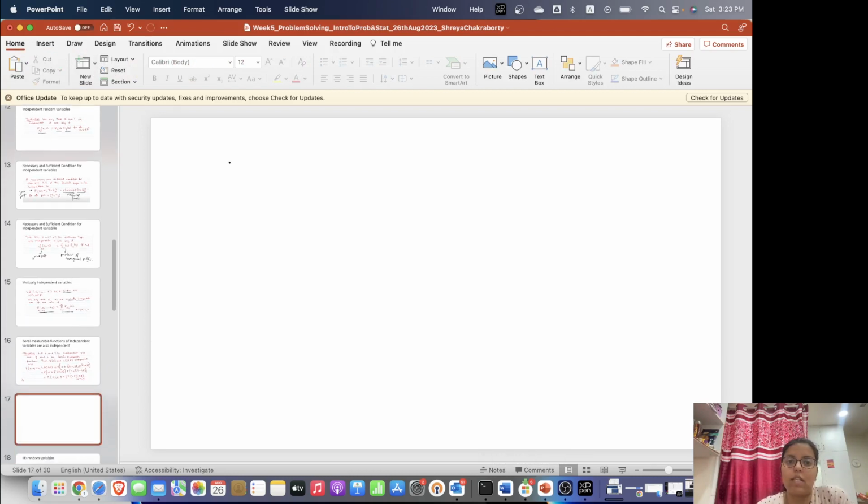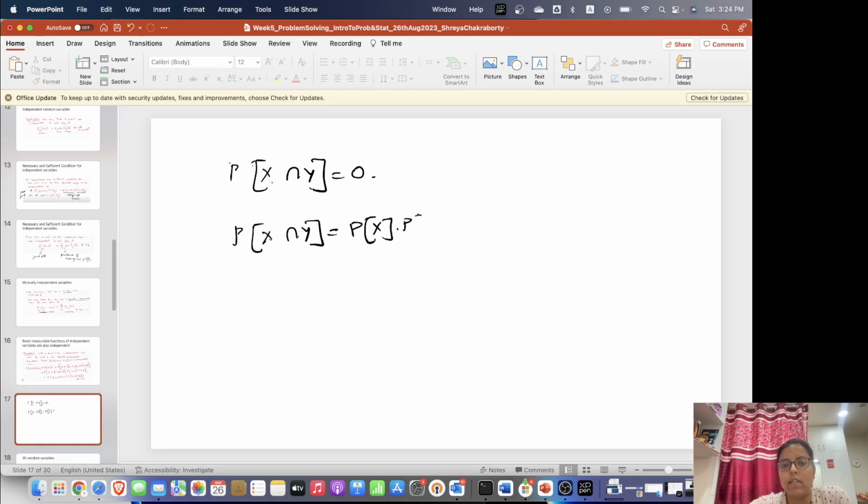No, both are not the same. Mutually exclusive means that x intersection y should be 0. Both cannot simultaneously happen together. But independent means that this happening together would be this times this.